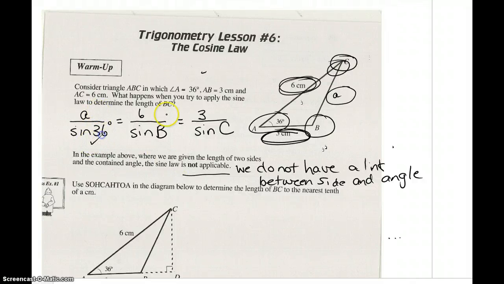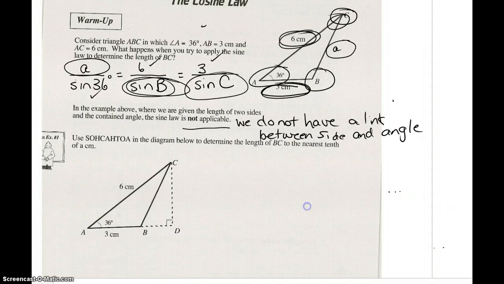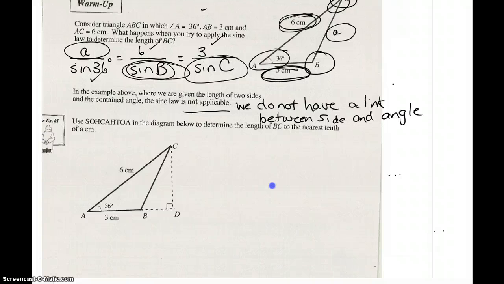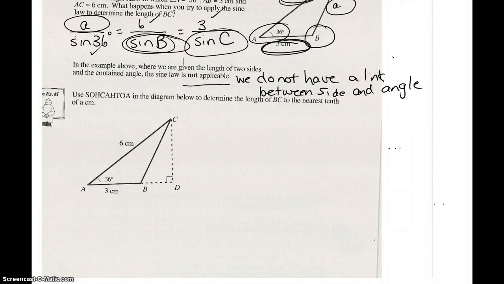We have 1, we have 2, but we don't have 3. The same thing on this relationship. We have 1, 2, but we don't have 3. So it's not going to work. We have to come up with another plan. So let's investigate using SOHCAHTOA and see what we can come up with as we derive this new law, which is called the cosine law.